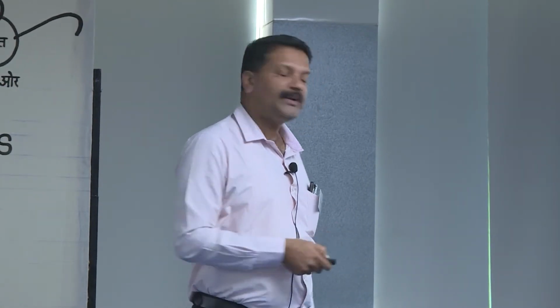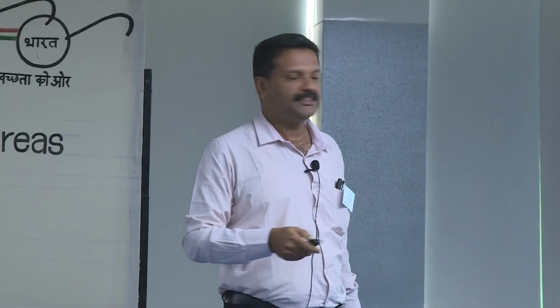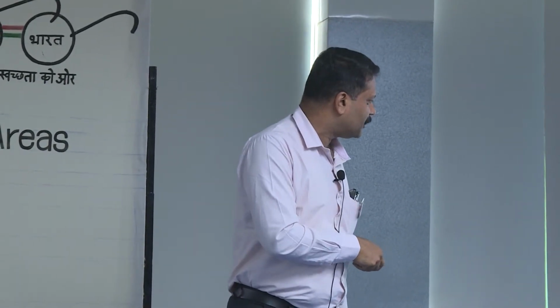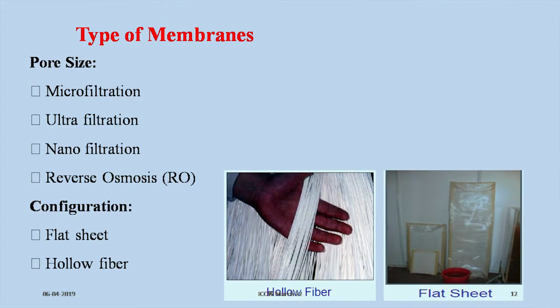And mainly in the membranes, there are 2 types. One is the flat sheet membranes, which are like a normal sheet. And these are the hollow fiber membranes. These are actually the advanced type. In the last 10 years, hollow fiber membranes are becoming more and more popular because of the larger surface area, and also due to the cross flow filtration, the fouling is very, very less in this hollow fiber type of the units.